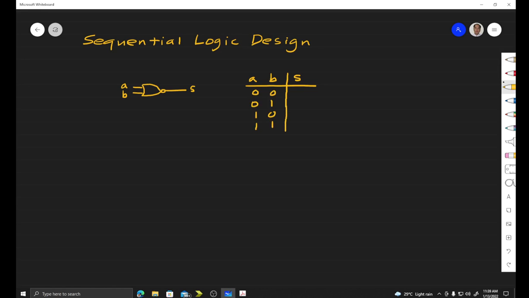So for a NOR gate, if both inputs are 0, it will output a 1. And if input is 0 and 1, or 1 and 0, the output is 0. Then for both inputs being 1, we have the output 0. So we're actually inverting the output of an OR gate.